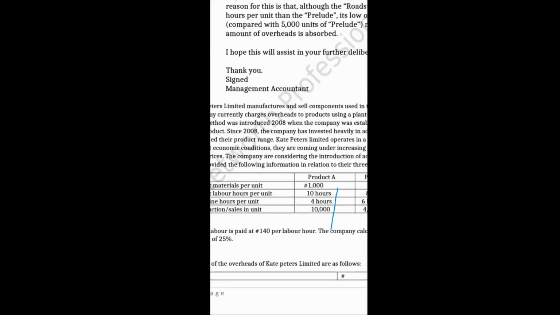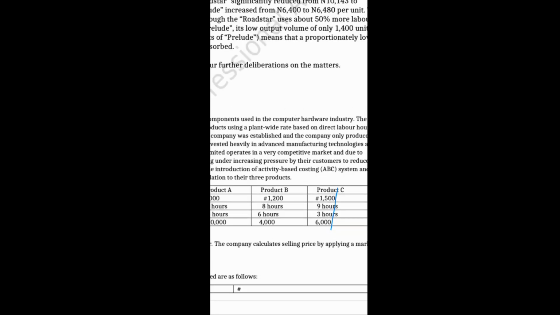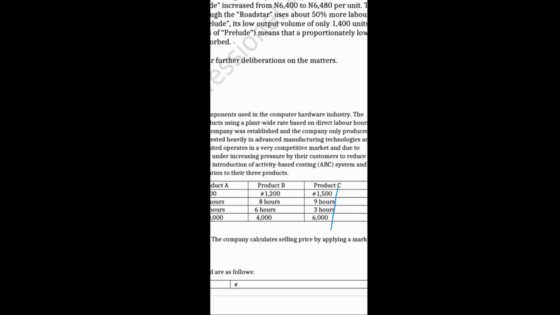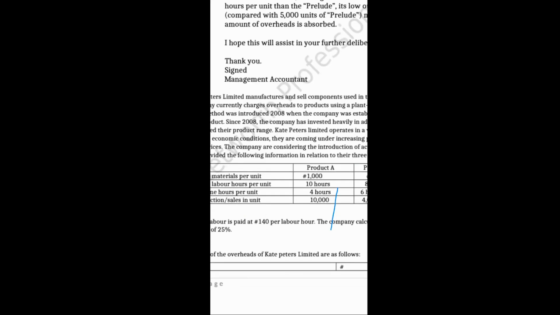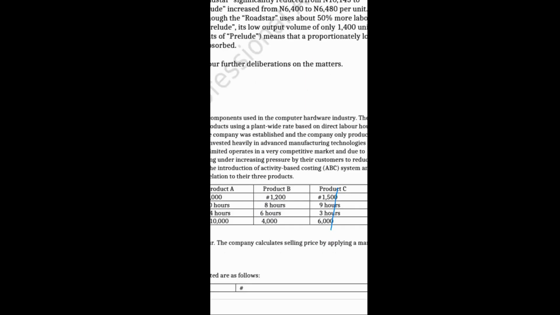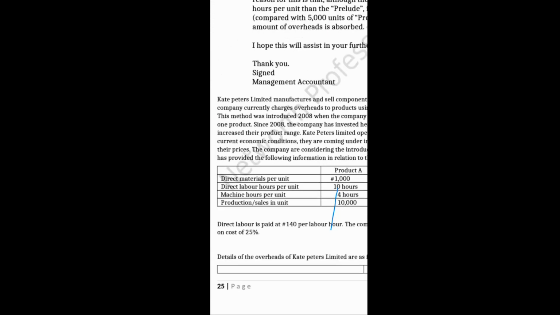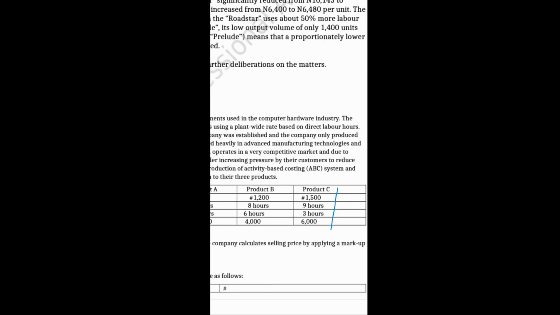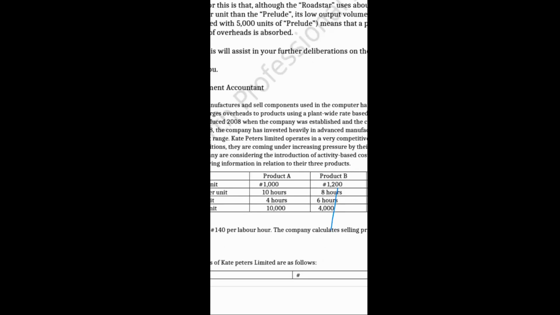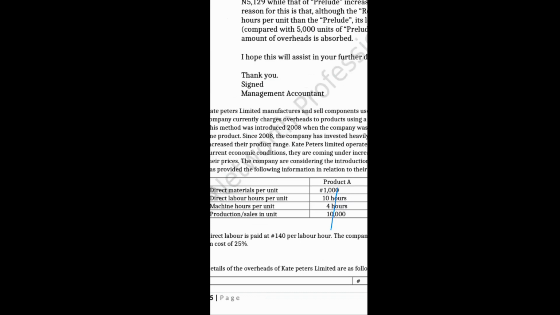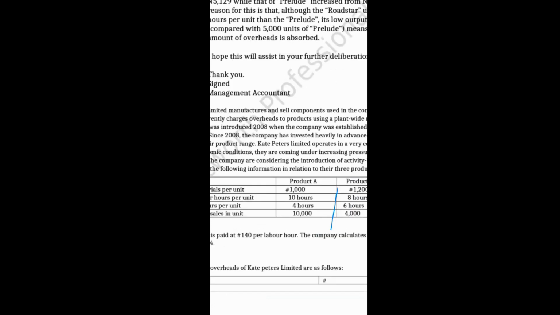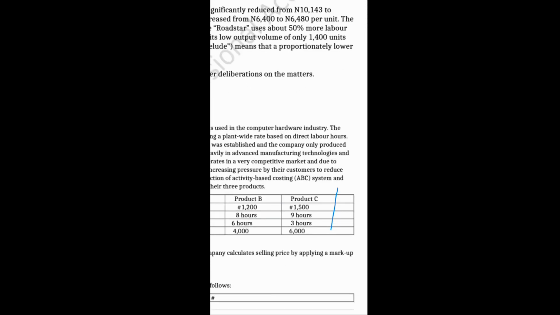All right, the company are considering the introduction of an activity-based costing system and has provided the following information in relation to their three products. Direct material cost per unit for product A, product B, product C. Direct labor hours per unit: to produce a unit of product A, 10 hours; product B, 8 hours; product C, 9 hours. Machine hours per unit, 4 hours, 6 hours, 3 hours. Production and sales in units, 10,000 units of A, 4,000 units of B, and 6,000 units of C.